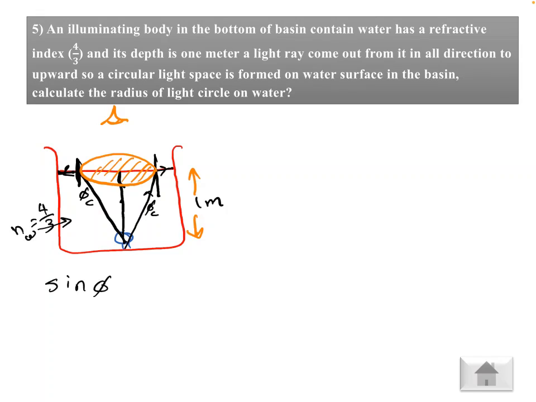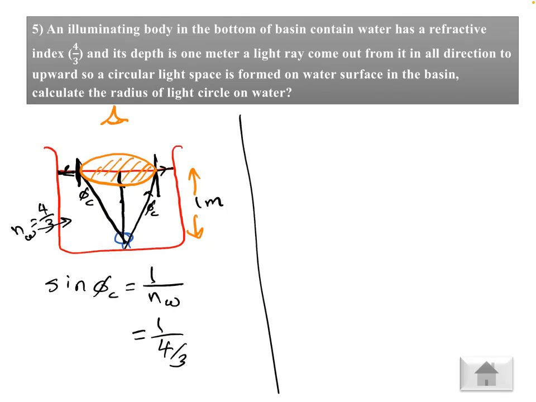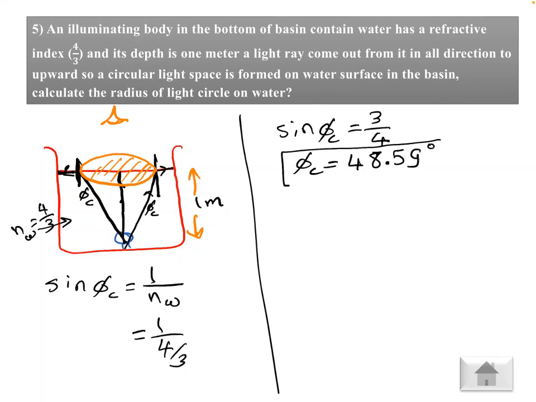Sine phi c equals 1 over n water, which equals 1 over 4/3. Sine phi c equals 3/4. So phi c equals shift sine 3/4, and this will be 48.59, or 48.6 by approximation, as you like. This is phi c. We know that this angle is an alternate angle with this angle, and this angle is also called phi c.